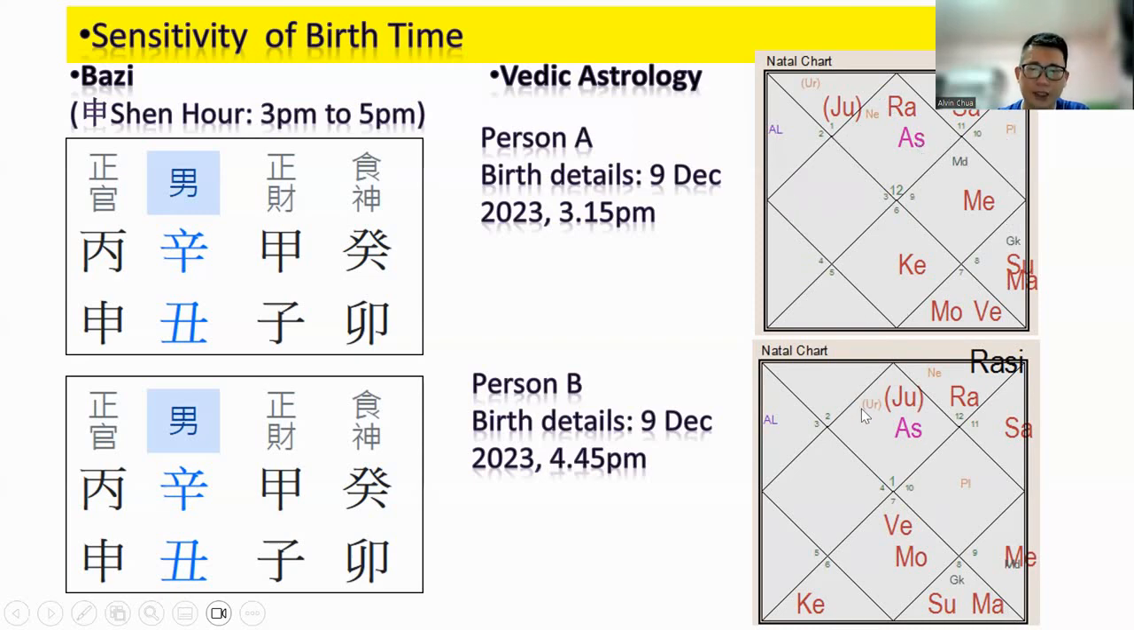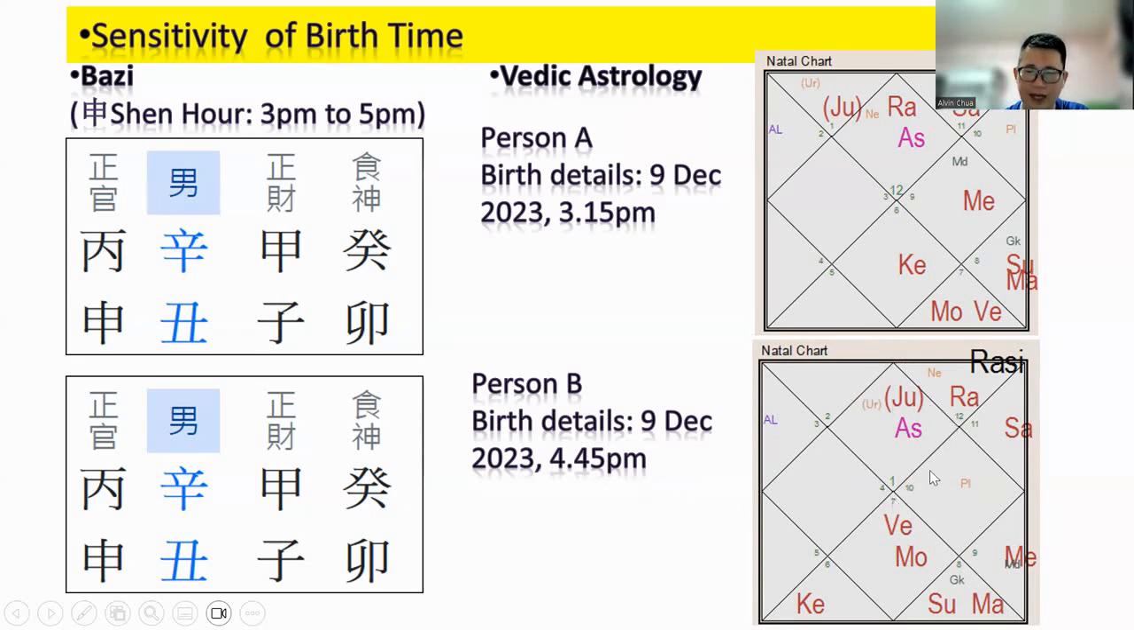Then in the second chart here, for person B, you can see that although the Bazi is the same, under Vedic Astrology, the chart has changed. For person B, born at 4:45, it's no more Pisces ascendant. The number here becomes 1 instead of 12. That means this is Aries. So this person born later, person B, is actually an Aries rising.